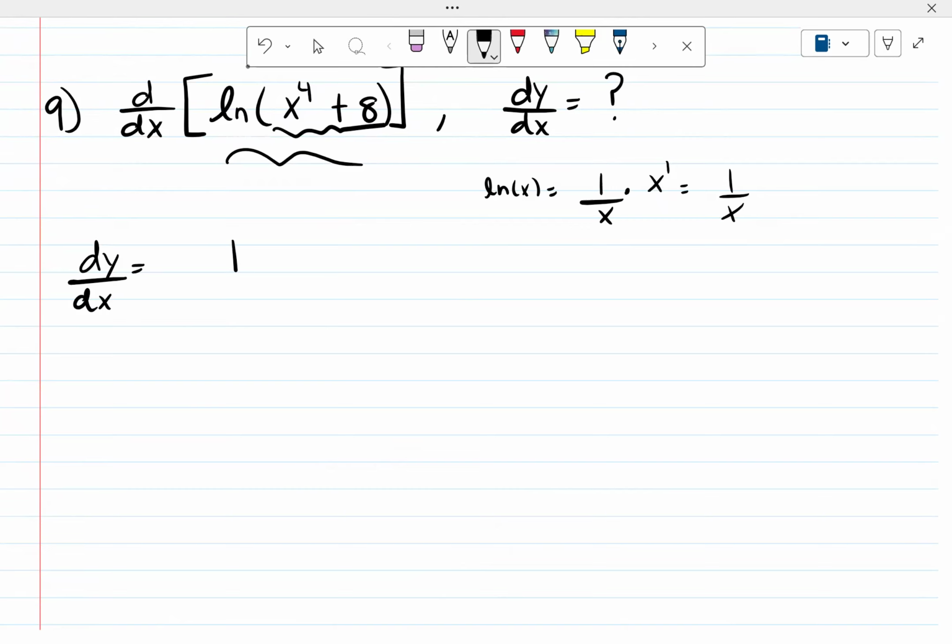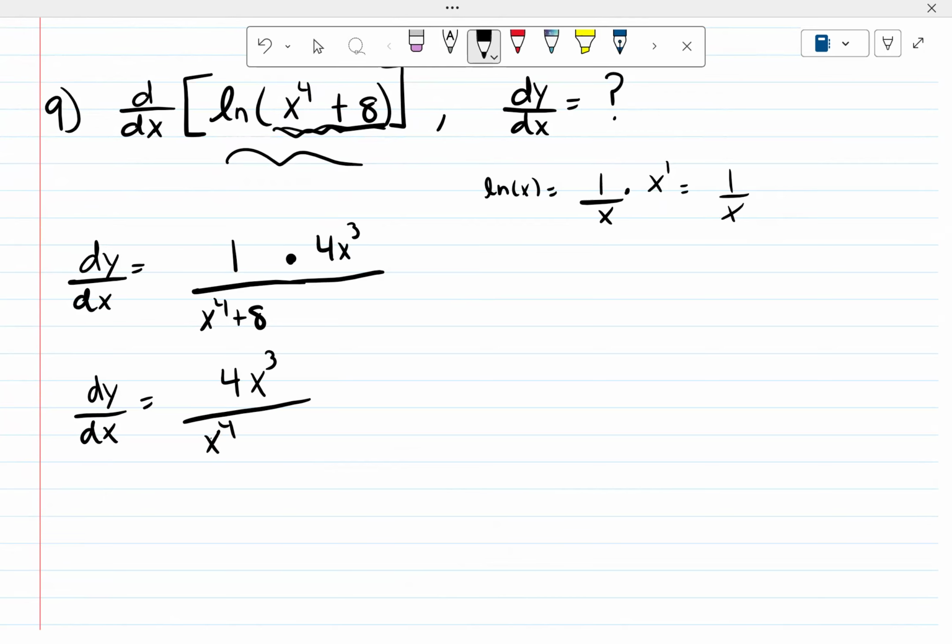So it's going to be 1 over this whole thing times the derivative of x fourth plus 8. What's the derivative of x fourth? It is 4x cubed, and then the derivative of 8 is 0. So your final answer is dy dx equals 4x cubed over x fourth plus 8. Okay, that wasn't too bad.